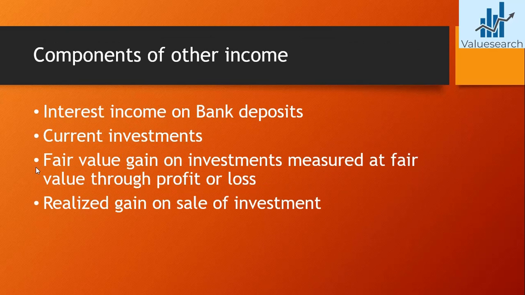And what are the components of other income? Other income consists of interest income on bank deposits, current investments, fair value gain on investments measured at fair value through profit or loss, realized gain on sale of investments, and also there can be various other components of other income which we will be covering while we analyze the company's financial data, the company's profit and loss statement.